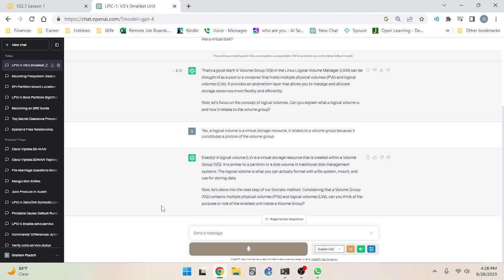Considering that a volume group, VG, contains multiple physical volumes, PVs, and logical volumes, LVs, can you think of the purpose or role of the smallest unit inside a volume group?